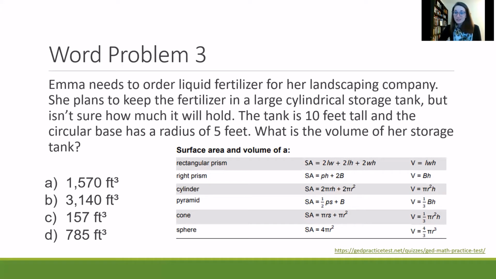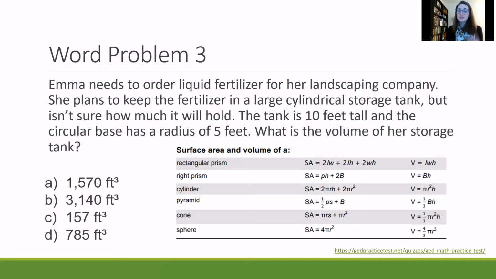So a few key things here. First of all, we know the storage tank is a cylinder. So think of like a tin can. That is the shape that we're thinking of here. We know it's 10 feet tall, so a big cylinder, and 5 feet is the radius. Now, what's the radius? The radius is the distance from the middle of a circle to the outer edge. The diameter is the measurement that's twice the radius, all the way across. But we know just the radius today, which is 5 feet.